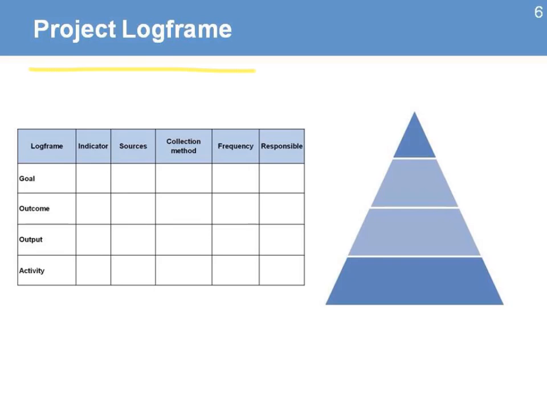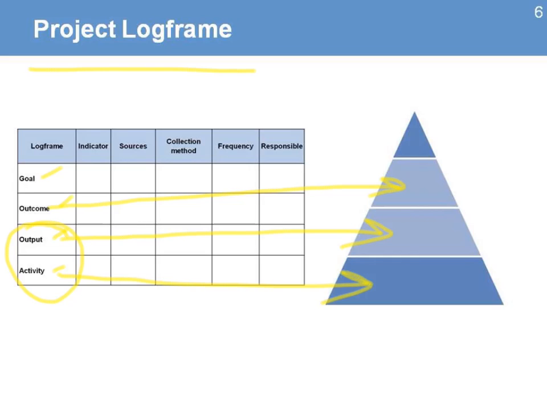We had the levels of the goal, the outcome, output, and activity. Most of the monitoring will occur at these two levels. Activity will be the most amount of work that happens in the project and will require the most amount of monitoring effort. Then we have our outputs. Outputs will also provide us with information. They are the direct results of the activities, and we also need to monitor if the activities are producing the expected results.